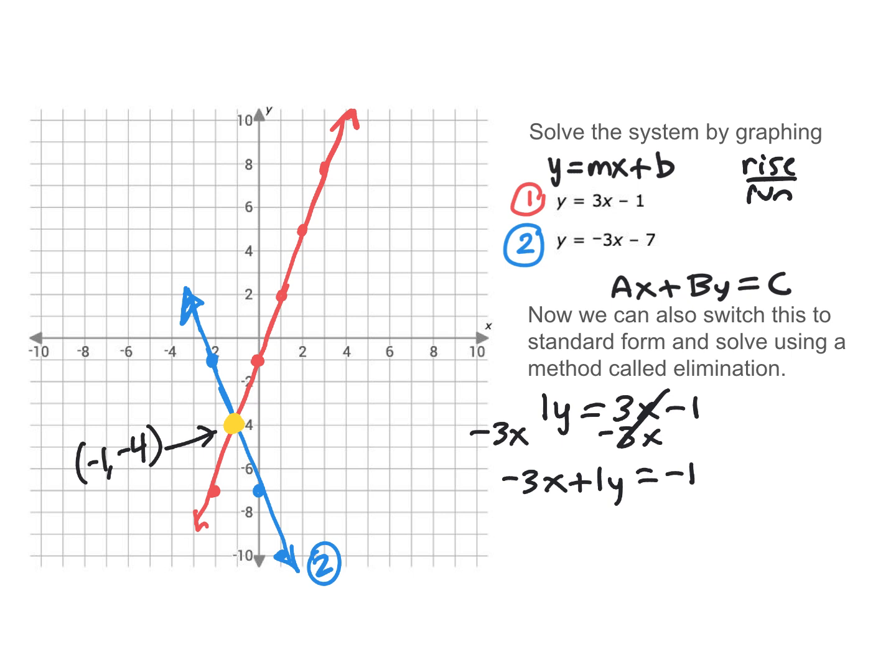And then I'm going to do the same thing with the second one. So this is why being great with our signs is really important. Y equals -3x minus 7. So again, make it 1y, and you would add your 3x's this time, and I'm going to put it right underneath the first one and watch what happens. So I end up with 3x plus 1y equals -7.